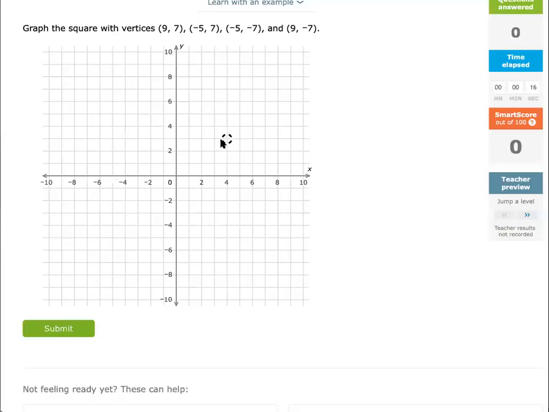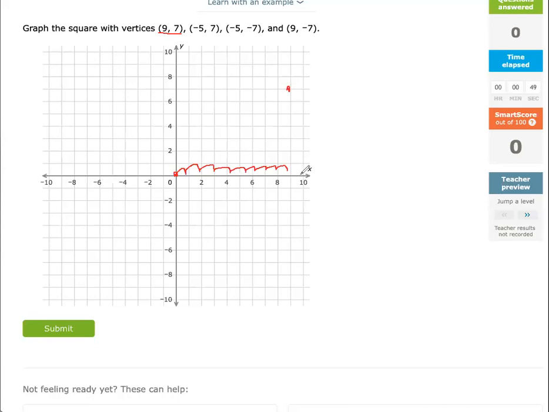All right, so let's take a look at some actual problems. This first one is just graphing the square at the vertices, and they give you 4 different vertices. So starting with the first one right here, you have 9 over. So remember, you always start at the origin, or at 0, 0. All right, if it's positive, you're going to go to the right. So we go over 9 spots. And then you're going to go up, because this is positive. So this is going to be 9, and then you're going to go up 7.